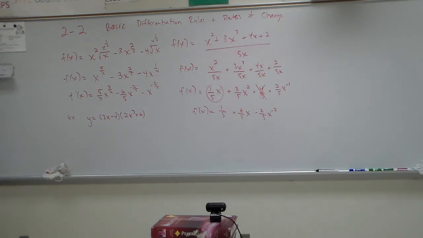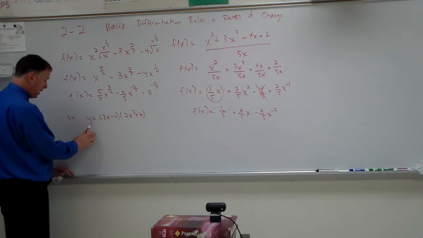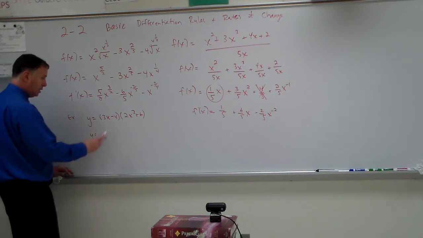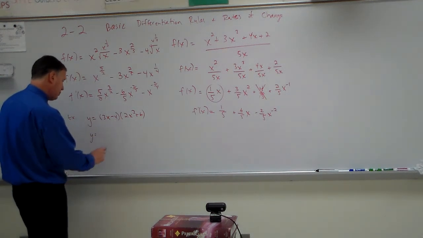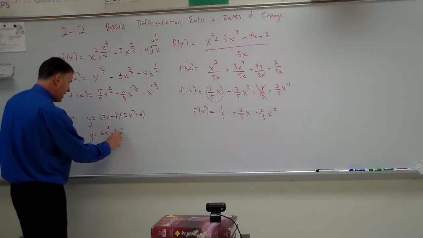So I hope you listened. Pause that video. So we're going to have y prime. Well, no, I'm sorry, not y prime yet. Let's FOIL those out. So 3x times 2x squared is going to be 6x cubed minus 8x squared.